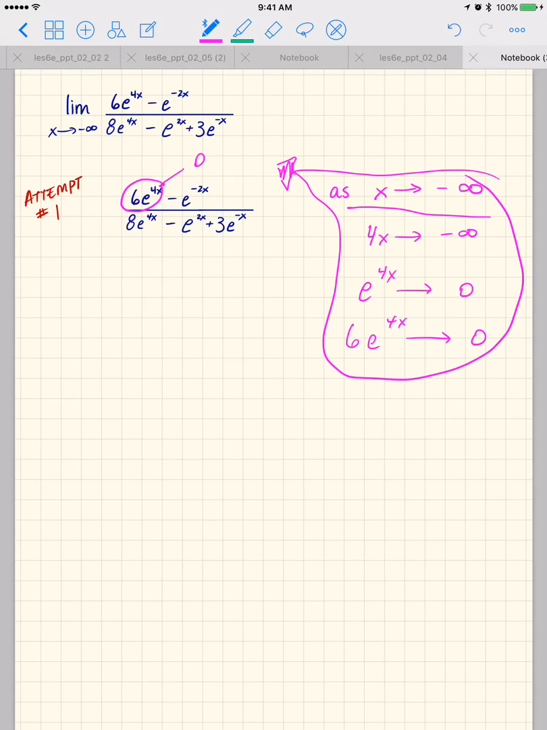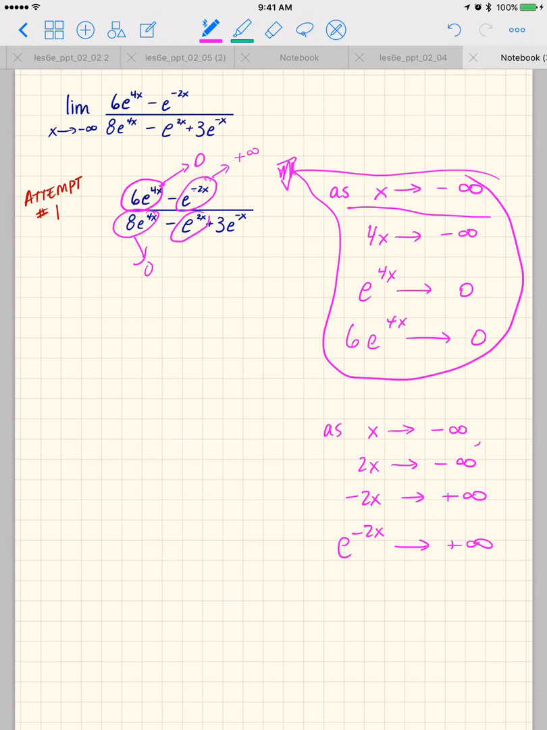All right, so down here, this is going to go to 0. e to the negative 2x is going to go to plus infinity. So let's look at that. As x goes to negative infinity, 2x goes to negative infinity, negative 2x goes to plus infinity, so e to the negative 2x goes to plus infinity. Okay, so that's how we're doing that.